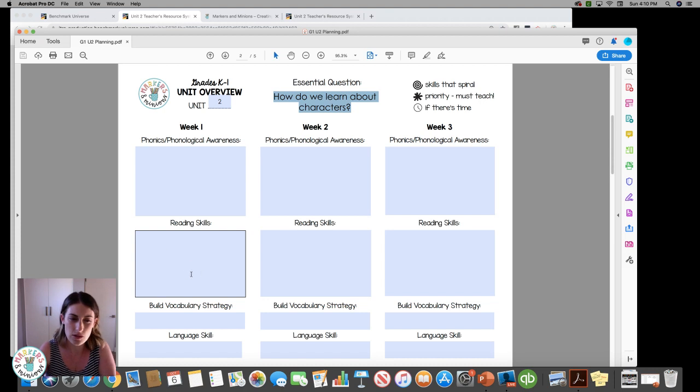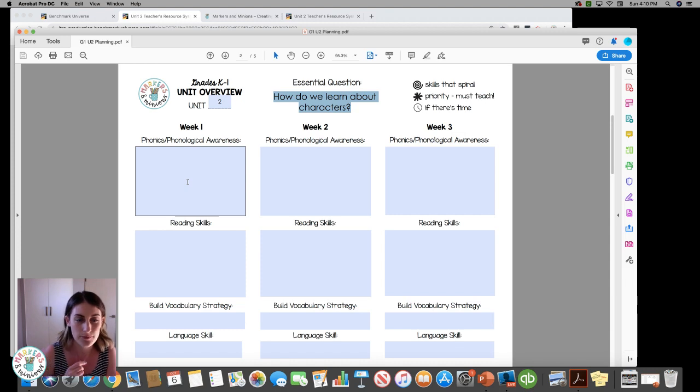Now the reading skills are only going to be the comprehension lessons that go with your mentor or extended reads. Okay? And your language is, of course, your grammar that's embedded in your writing. So let's take a look here.